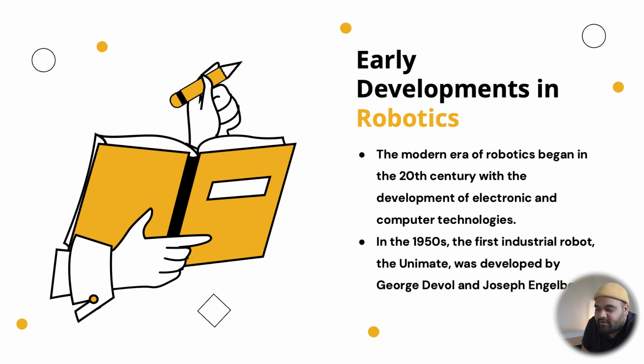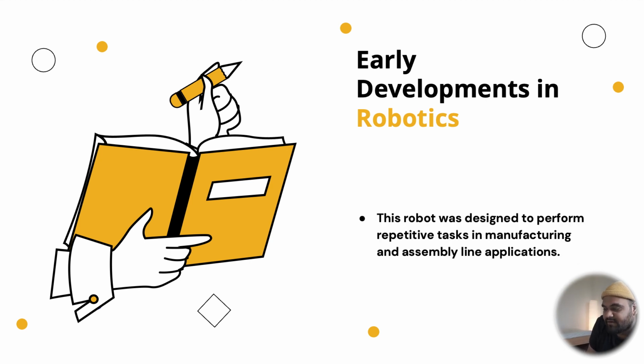The modern era of robotics began in the 20th century with the development of electronics and computer technology. Now, as you know, these days, without electronics and computers, it's quite hard to imagine any sort of robot or form existing out there in the market. So it started back in the 20th century. In 1950, the first industrial robot, the Unimate, was developed by George Devol and Joseph Engelberger. Now, this is still very early, I would say, in 1950. But then we were able to see the shape and form that could be visible for robots, and that's where it actually started.